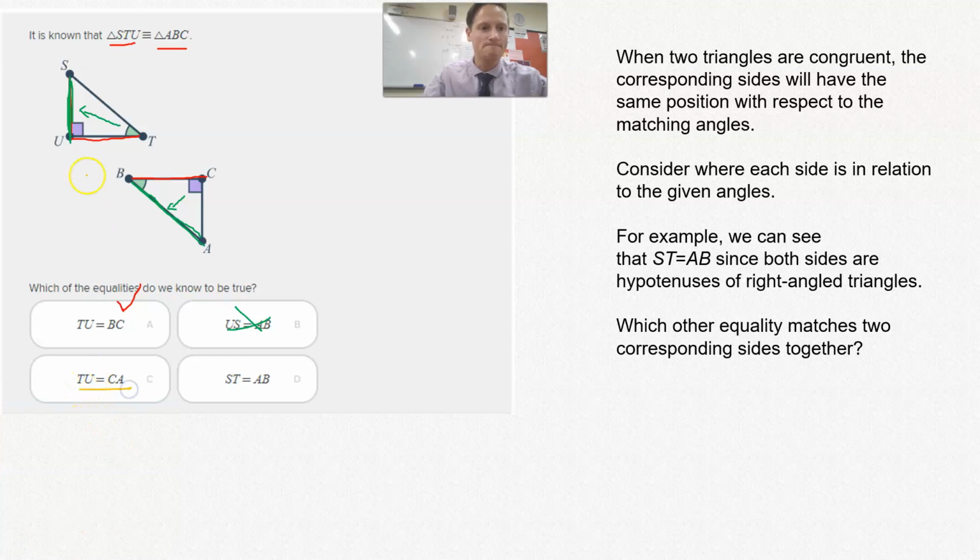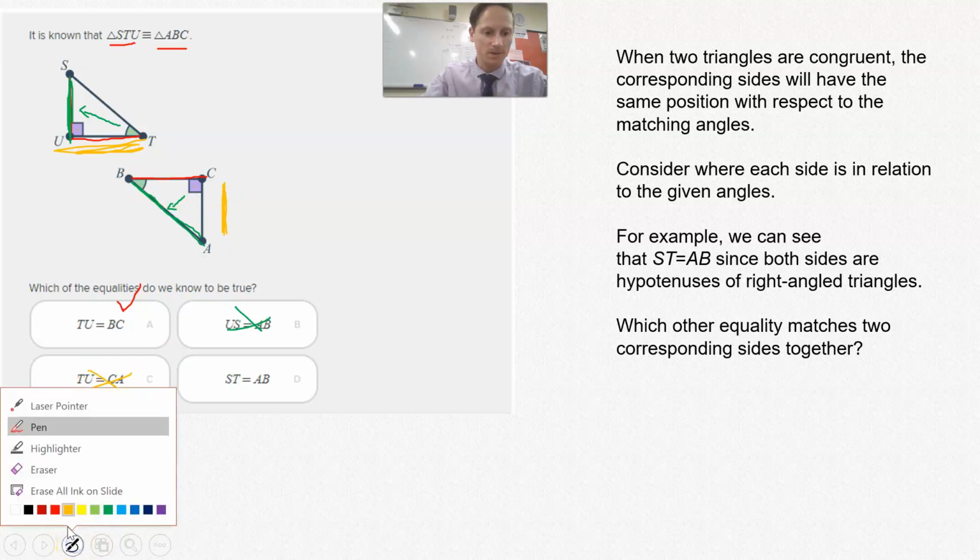TU equals CA, so TU there, and CA is there. So again, let's look at this. So that one is where the two angles are, the purple and the green. And this side, the purple's there and the green is away from it. So that is not a corresponding side.